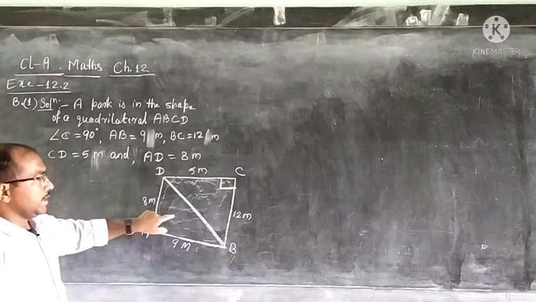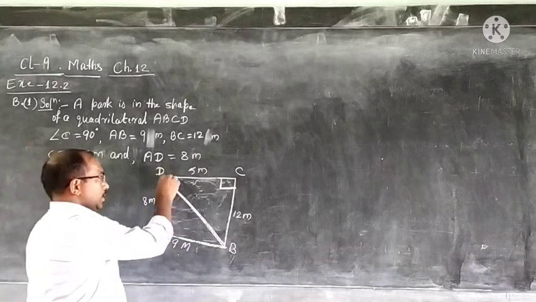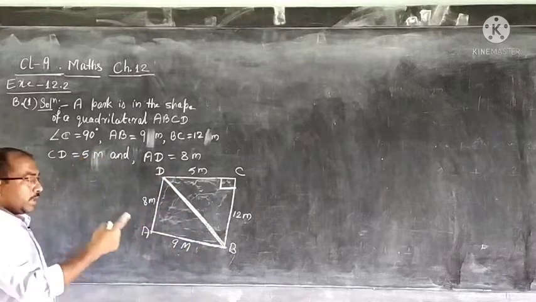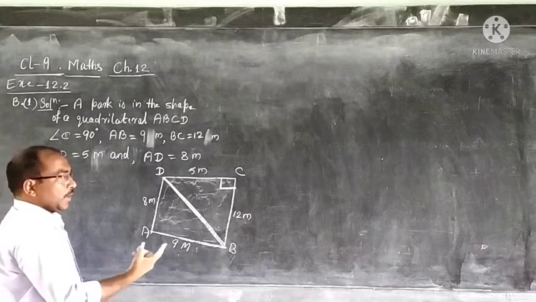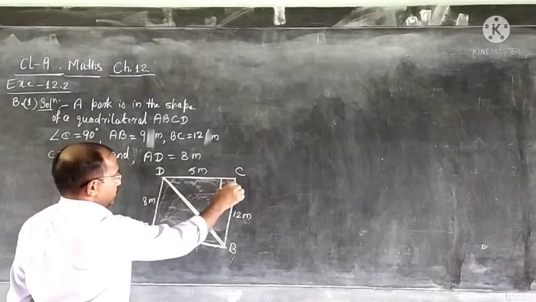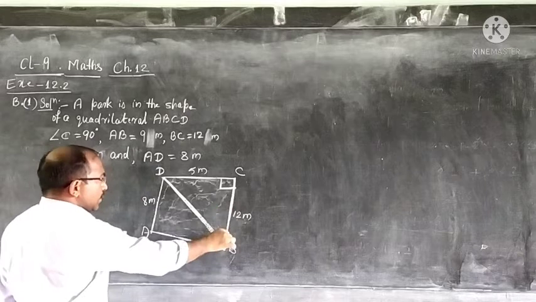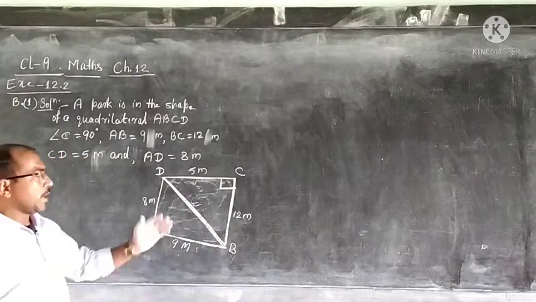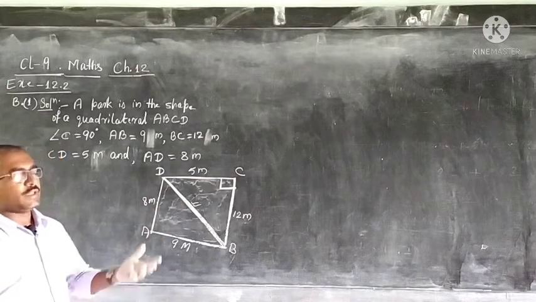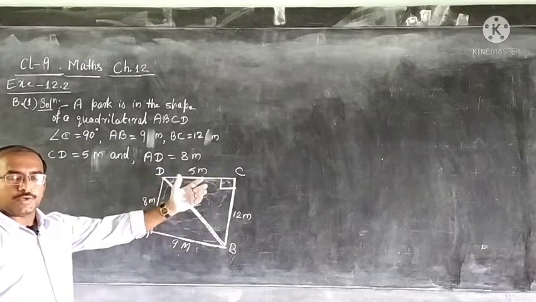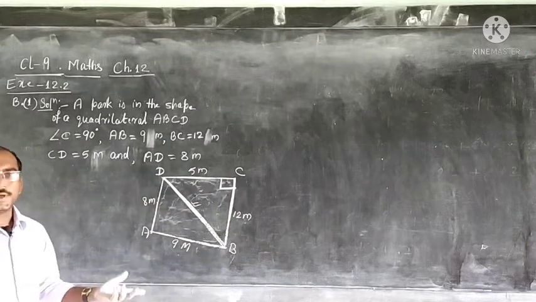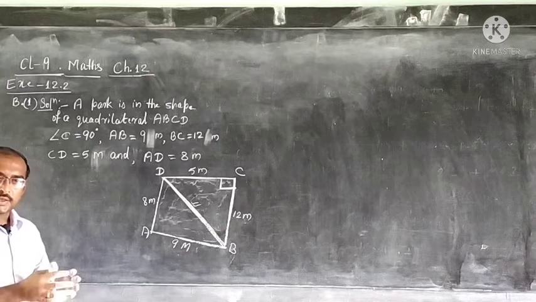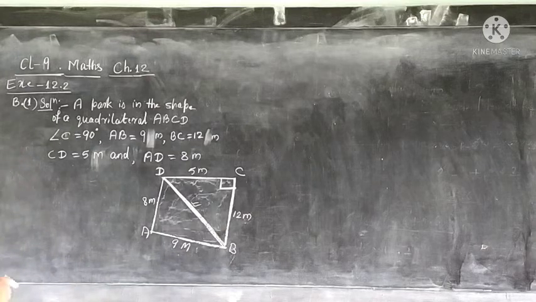Anyway, to get this area, what shall we do? First we need to know this side, because here we cannot use the formula half into base into height, as this angle is not mentioned as 90 degree. So, in this triangle we will use Pythagoras theorem and find the length of this diagonal. Then that will be a part of both triangles. So, whether we use half into base into height or Hero's formula, we can find the area of both triangles and at last we will add them, that will be the area of the whole park.